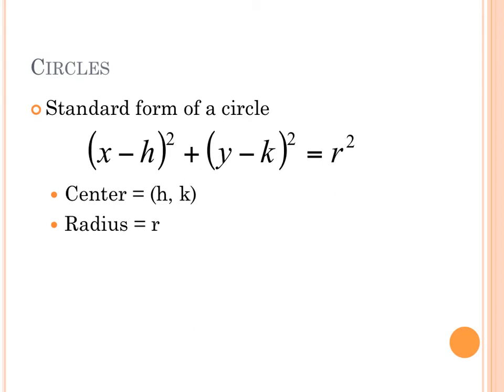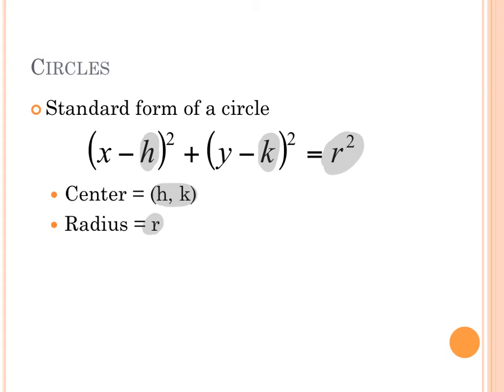The last thing in this section is circles. So the standard form of a circle is x minus h squared plus y minus k squared equals r squared. And from this formula, the center is (h, k), so whatever's here and here make up your center. And the radius is just r, which means whatever's numbers over here, we're going to square root to make the radius.